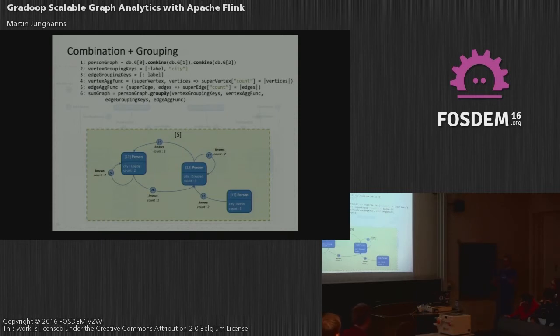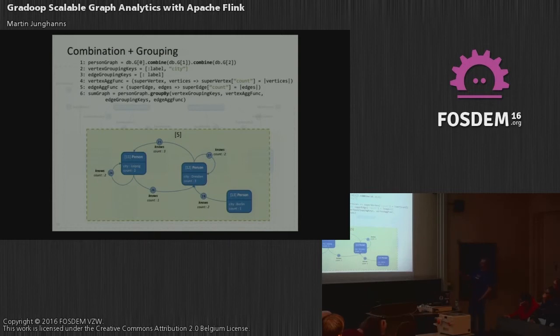For example, if you integrate a graph from a system and you don't know anything about the data which is stored in that graph, you just do a grouping on the labels, and what you get essentially is the schema of that graph, which is quite interesting and can be used for other graph algorithms.